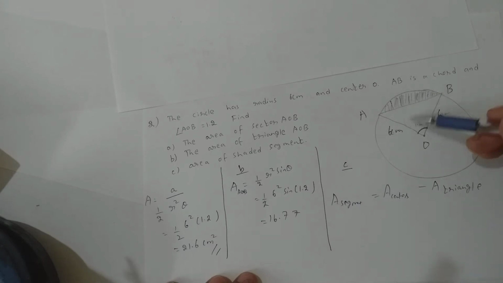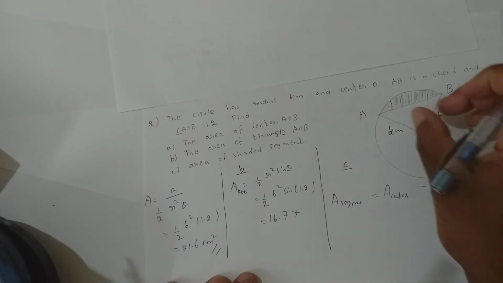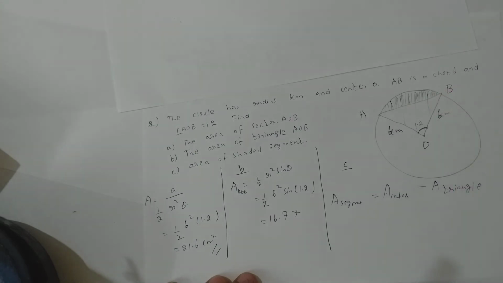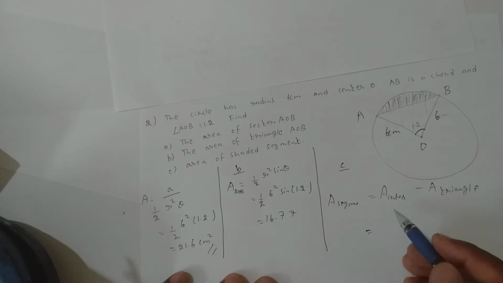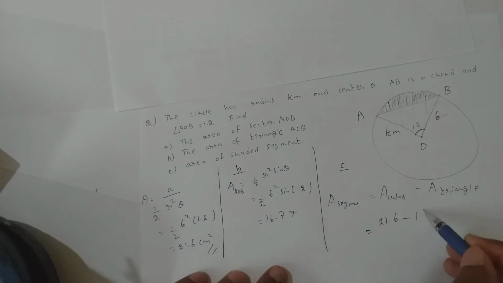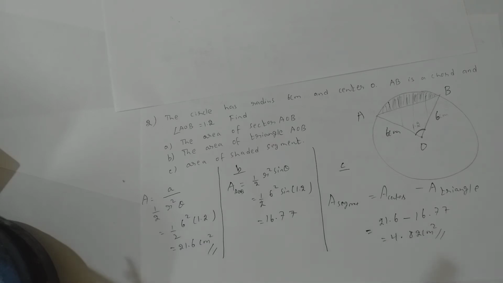From the entire sector, if you remove this triangle, left out will be the segment. I already explained this in the formula video. So now area of sector we already found before, it is 21.6 minus area of triangle we found is 16.77. So subtracting both, I get 4.82 centimeter square, which is the answer.